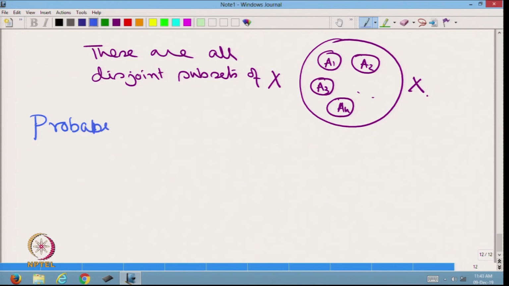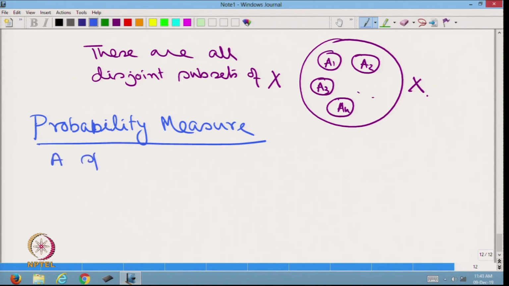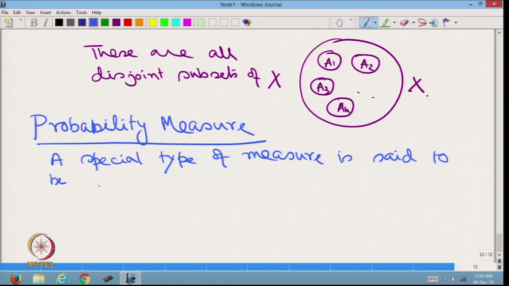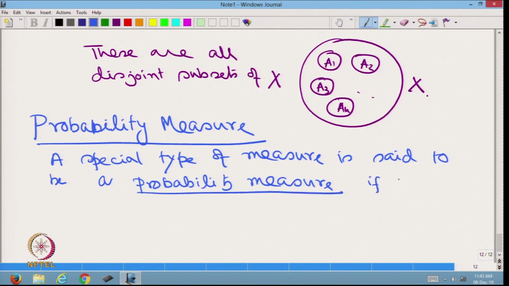Probability measure. A special type of measure is said to be a probability measure if the probability of the entire set is equal to 1.